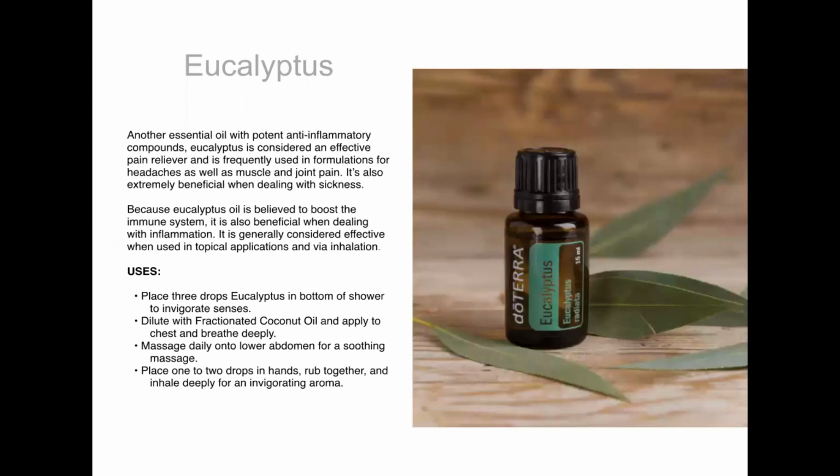Eucalyptus is another one that is known for potent anti-inflammatory compounds. It's a pain reliever, and if you do a little bit of research, you will notice that eucalyptus oil is used a lot in formulations for headaches and anything related to congestion, like nasal congestion. It can also be used to relieve muscle and joint pain. It's also very beneficial when dealing with sickness, any type of sickness, and it's very good to support the immune system.